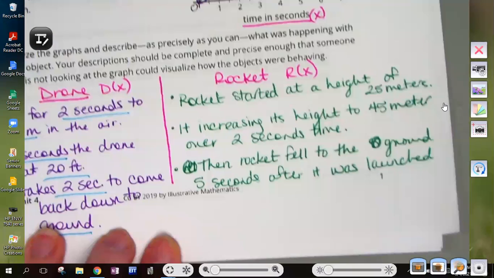All right, good. Number 2 on the next page. Can y'all still see your graph? Yeah. Okay, good.